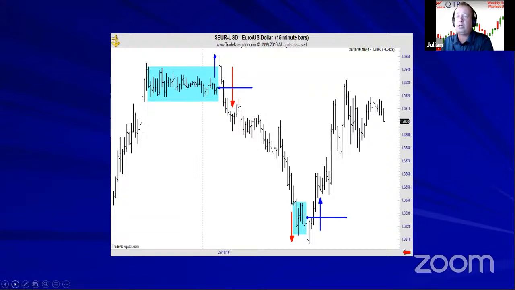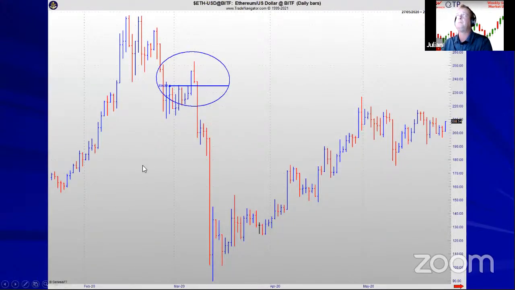Yes, these are canned examples. No, does it happen every day? Absolutely not. But when it does, you've got to be alive to it because it's quite important. Just to prove to you that it does happen all the time, this is a daily bar chart in Ethereum.